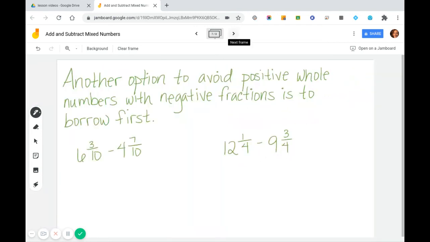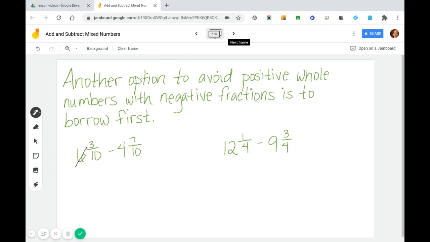The other problem that we ran into is when you subtract, but you end up with a positive whole number and a negative fraction, because that can't be. Like on this first one here, you could do 6 minus 4 and get 2, but then 3/10 minus 7/10 is negative 4/10. So that won't work. There is another option called borrowing. Just like when you learn to subtract and you learn to borrow from your tens digit or whatever, same kind of idea. I can borrow a whole number on this 6 and 3/10.